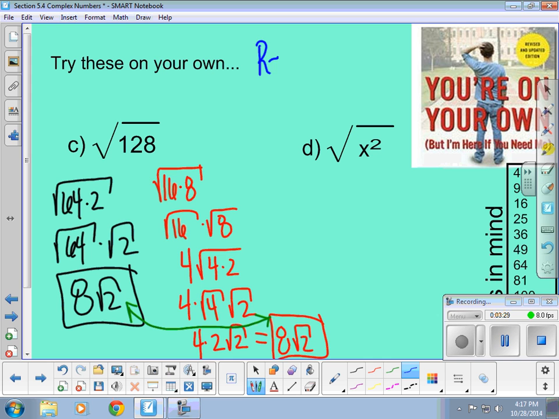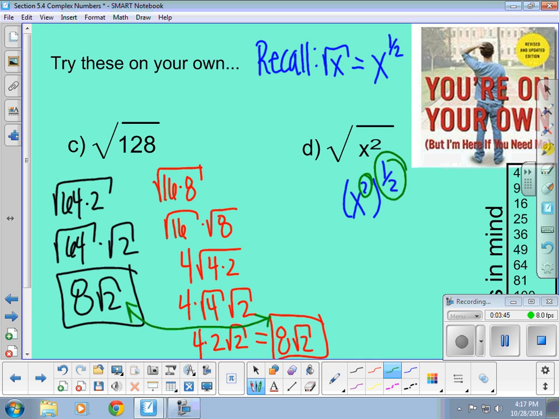Part D, I just want you to recall that the square root of x, or the square root of anything, really means x to the 1/2 power. So if I look at D, it's really x squared to the 1/2 power. So I'd have 2 times 1/2, which is 1, so x to the first. That one simplifies to x.